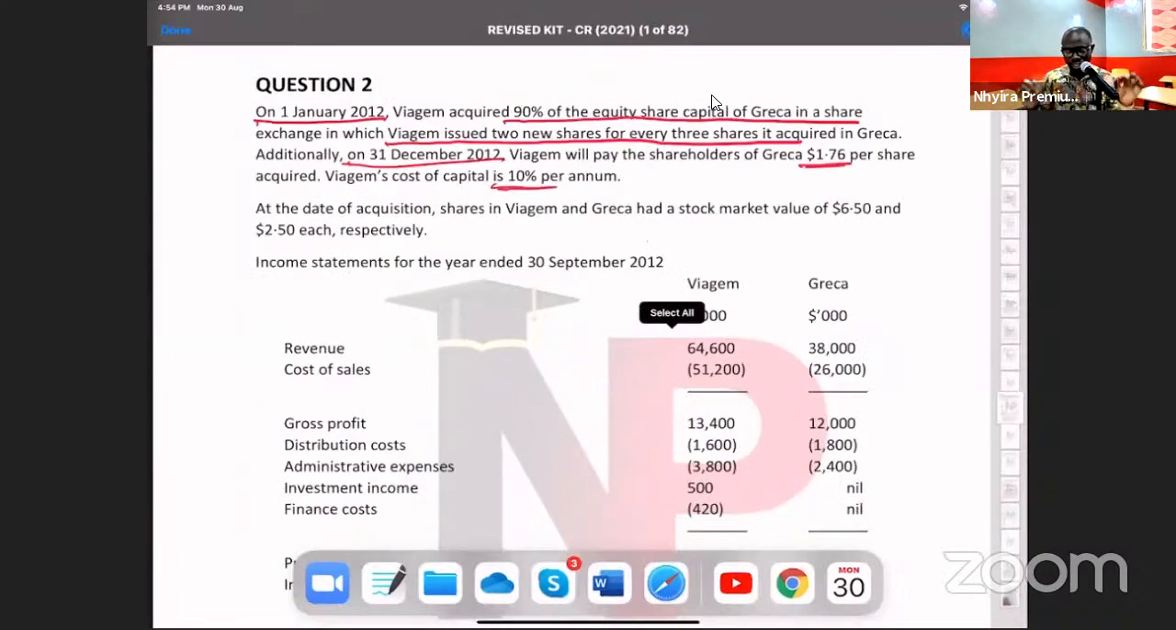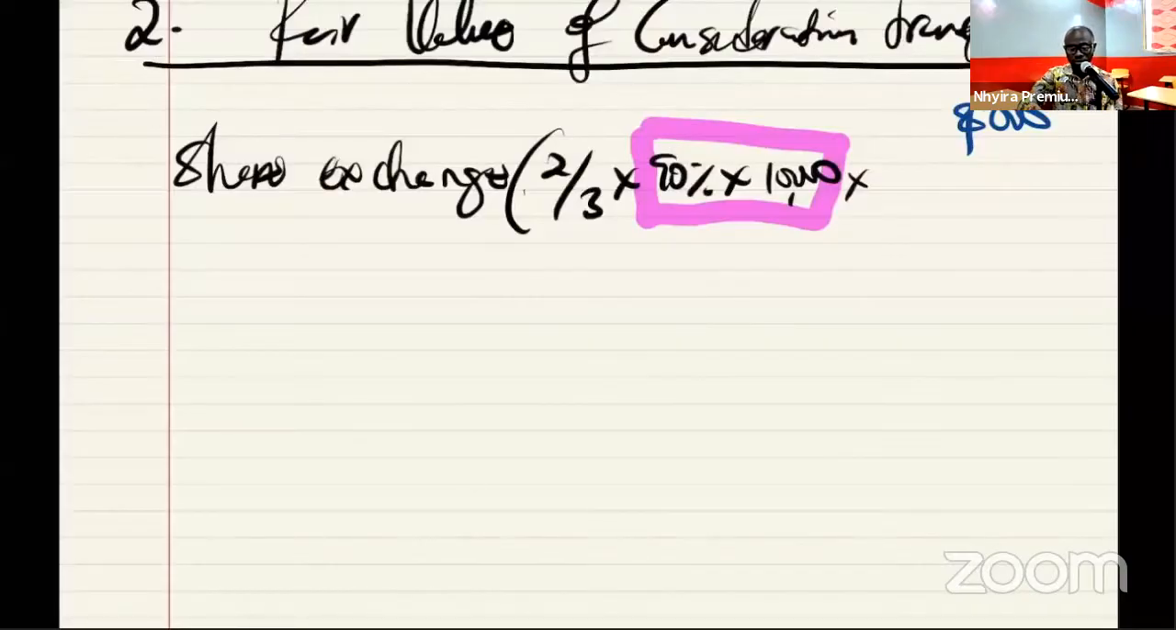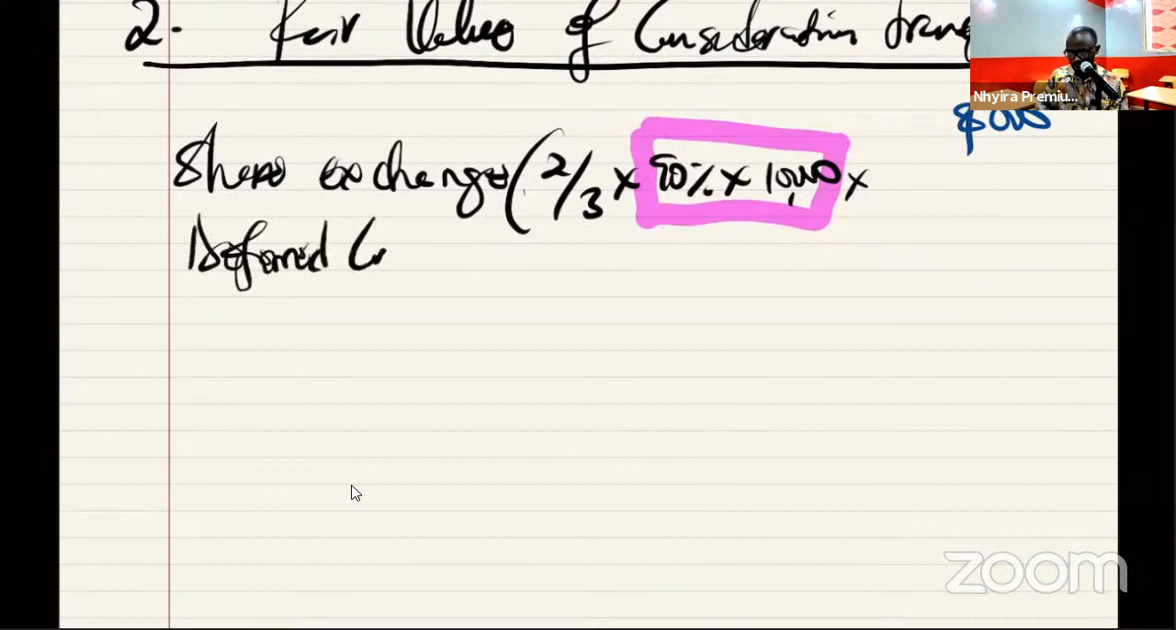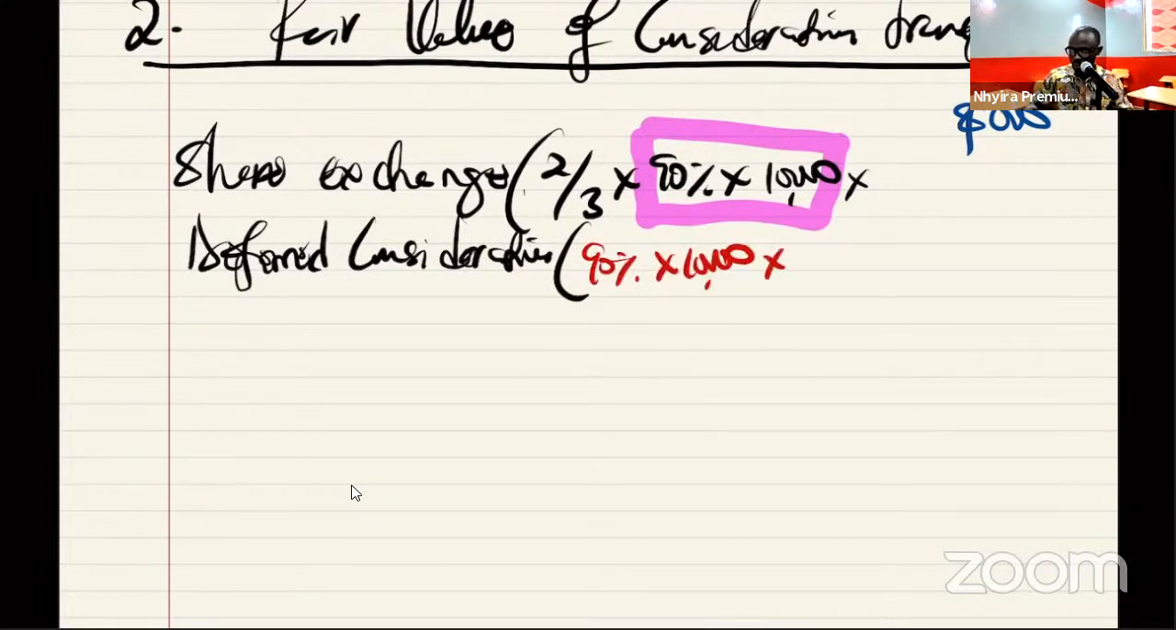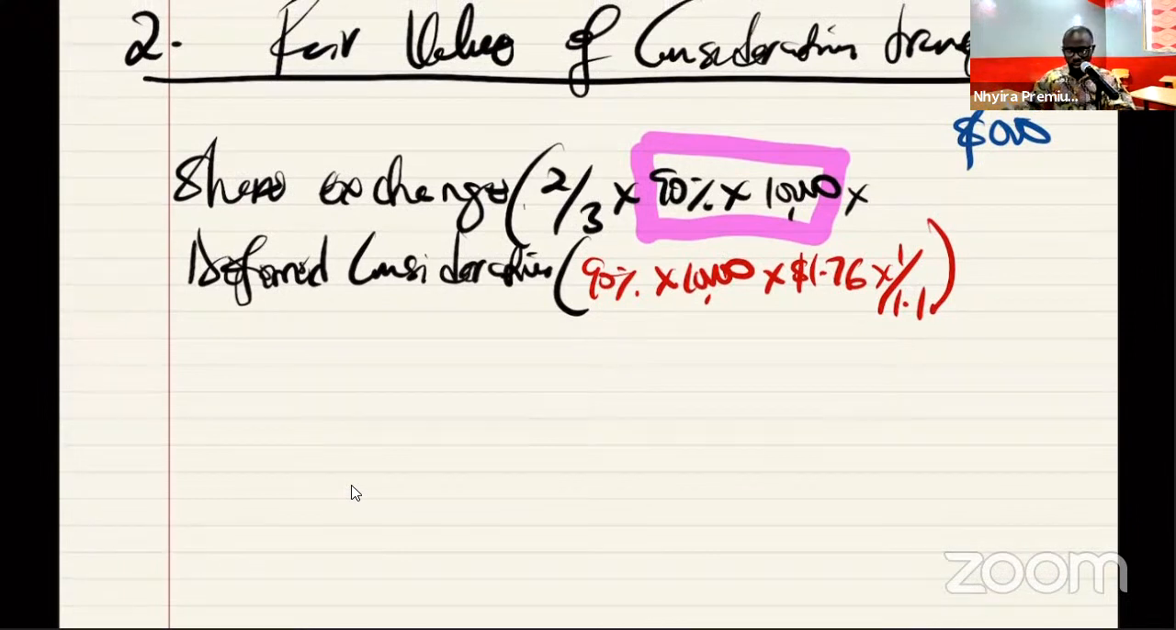Now let's read the question again. Viagem will pay shareholders of Greaser 1.76 per share acquired. So what do we do? We bring in the deferred consideration. In arriving at our figure, it's 90% of the 10,000, which gives us the shares we acquired in them. Then we'll pay them 1.76 per share. That is how much we are paying them, but this has to be discounted into present terms. So that will be 1 over 1.1, which is the discount factor in that case. When we punch that out, that gives us 14,400. You can confirm that.